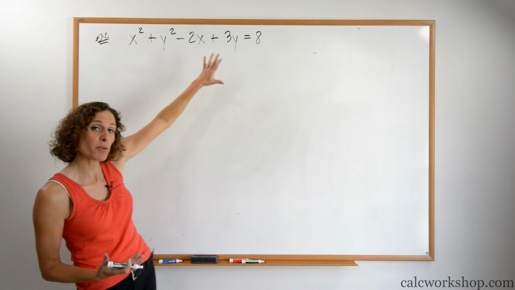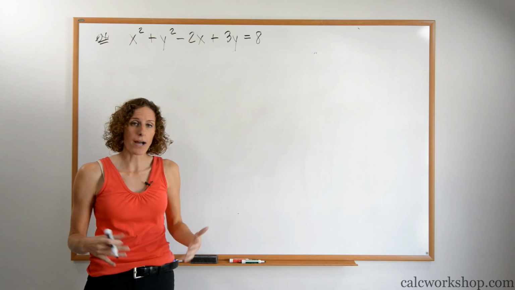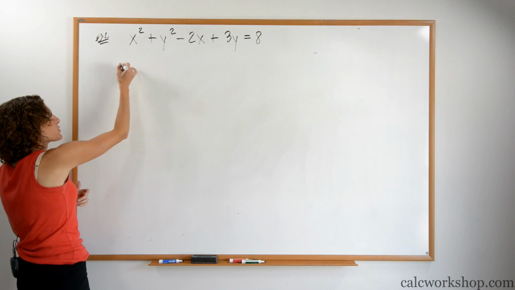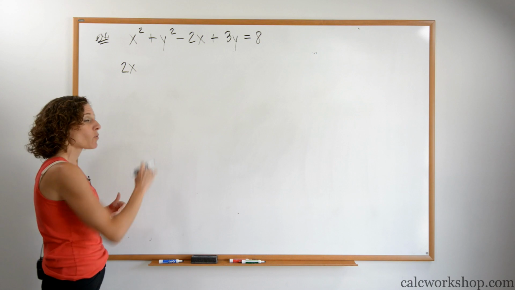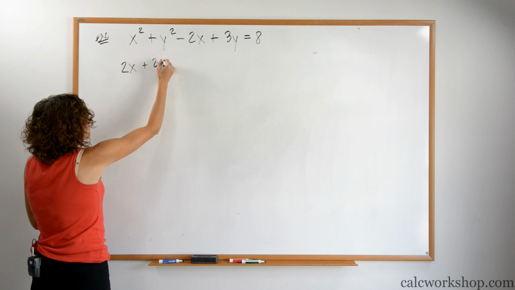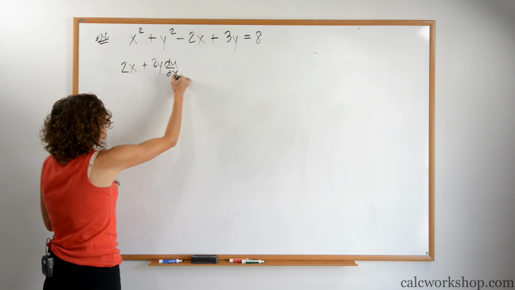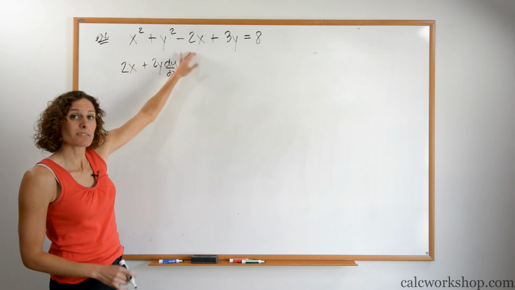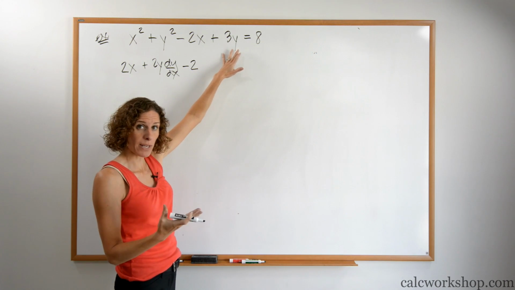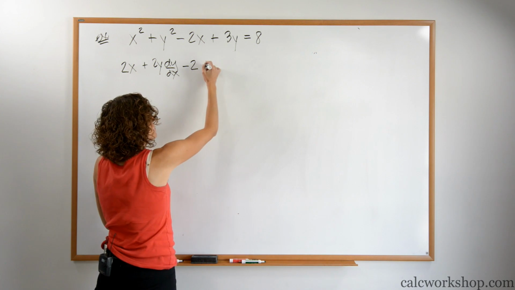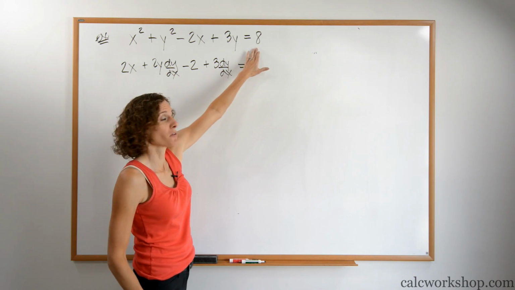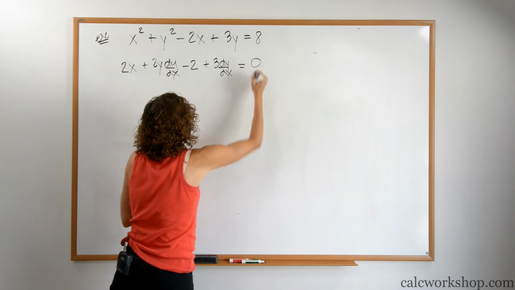And we're going to take the derivative of every variable that you see. But when we take the derivative of y, let's multiply by dy/dx. The derivative of x squared, 2x. The derivative of y squared is 2y dy/dx. The derivative of negative 2x is negative 2. The derivative of 3y is 3 dy/dx. Equals the derivative of 8, well, it's just a number, it's 0.